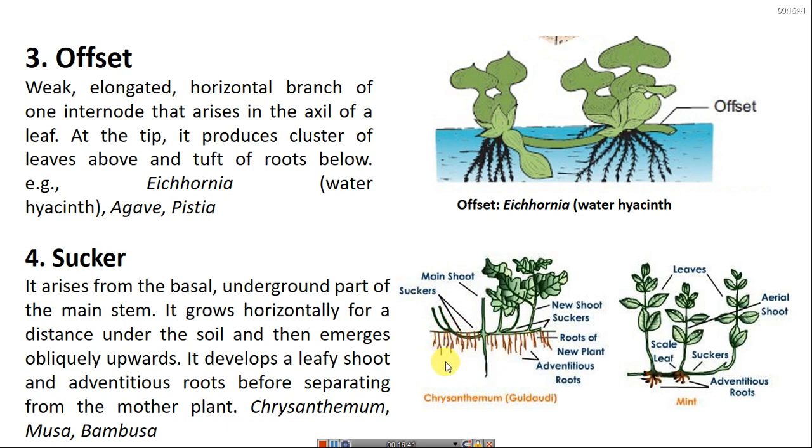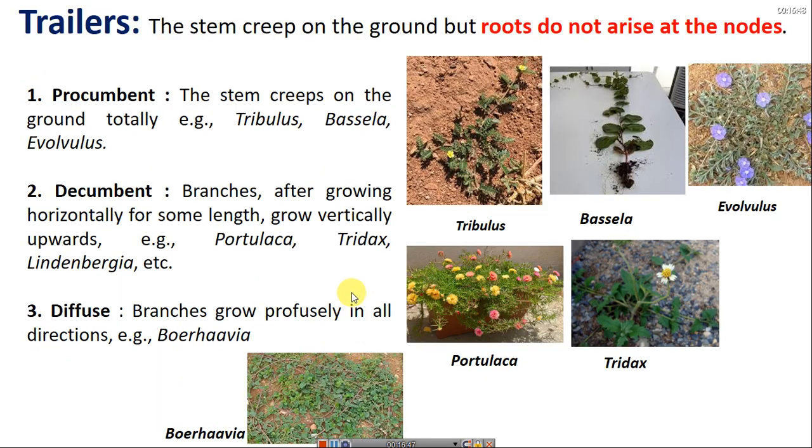Chrysanthemum, musa, bambusa are the main examples of the plants having these kinds of weak stem. Now the second main type of weak stem is the trailers. So we have creepers, we have trailers, we have climbers, and then we have their subtypes. The main difference between creepers and trailers is that creepers give rise to roots at the nodes, while trailers do not give rise to any root at internodes. So that's the main difference.